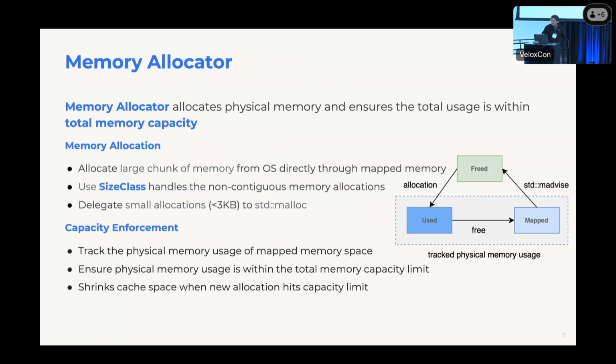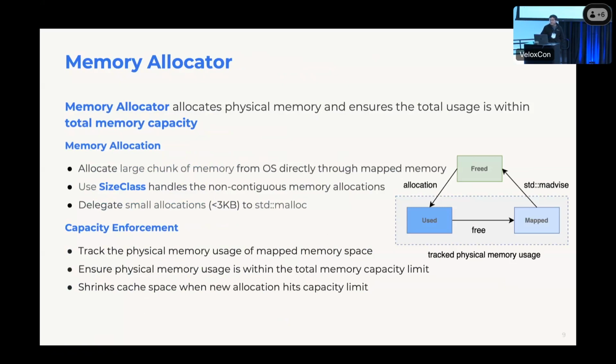When the query frees the class page back to the memory allocator, its state is marked as mapped. In the mapped state, the operating system might still have the backing physical page for the memory space, so it is considered used memory. It's not free memory. Only after we call madvise to tell the operating system to remove the physical page from the mapped memory space can the page be considered free. To ensure the total capacity, the memory allocator considers both the used and mapped class pages as used, so that we can make sure the physical memory usage is within the limit.